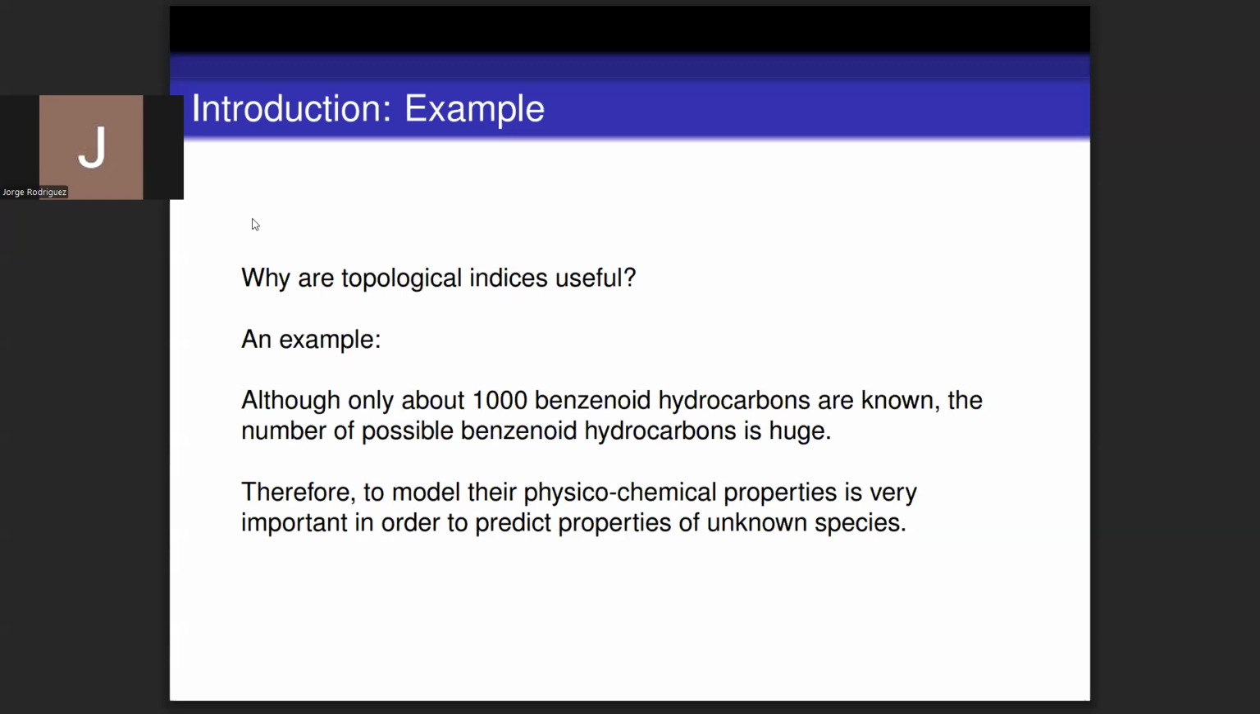Let me talk about a very simple example of why these topological indices are useful. Although only about 1,000 benzenoid hydrocarbons are known, the number of possible benzenoid hydrocarbons is huge. And therefore, modeling the physicochemical properties is very important in order to predict properties of some potential unknown species.